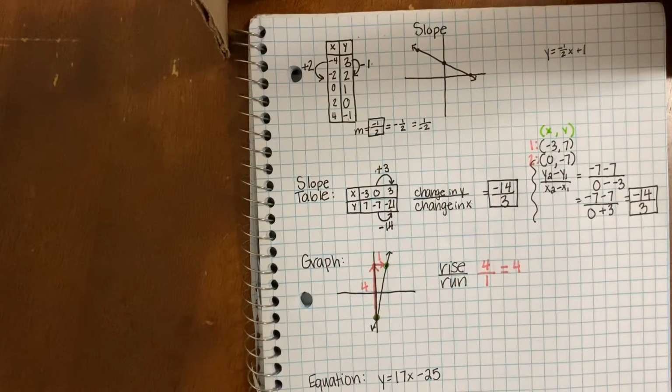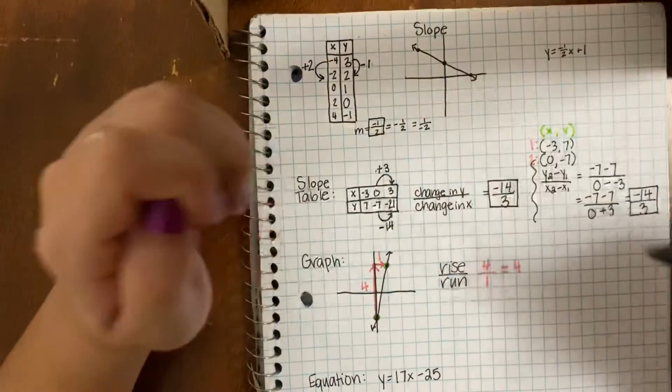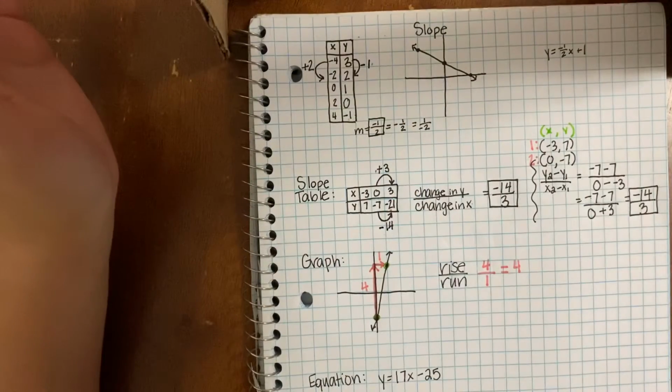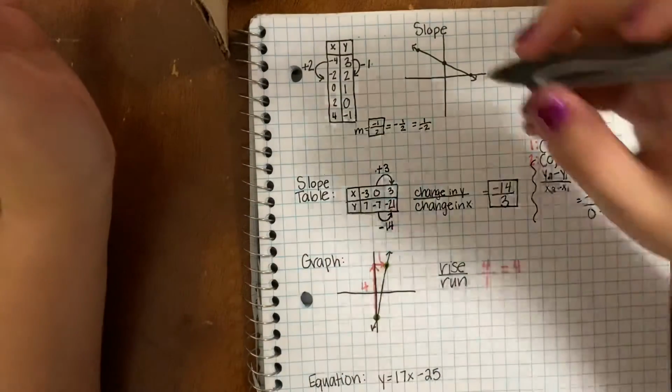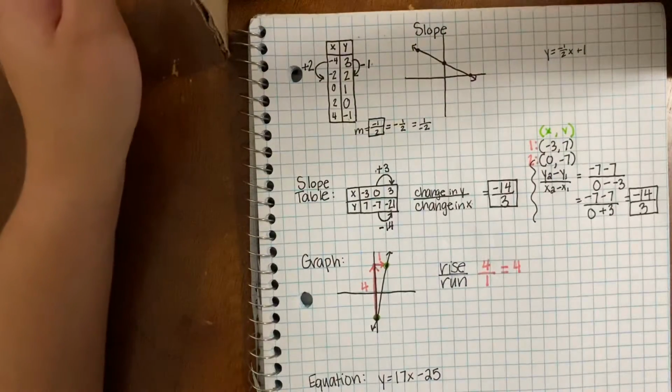Okay, part 2, we're going to take what we learned from this graph and apply it to this graph now. So again, we're going to do rise over run using 2 points on the line. We'll use these two because they touch grid lines.